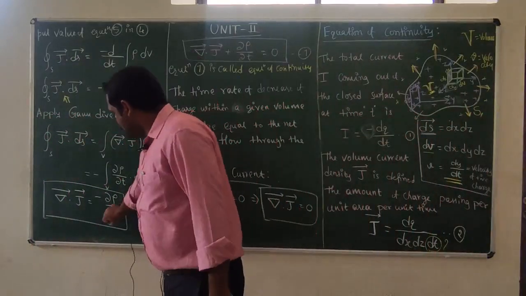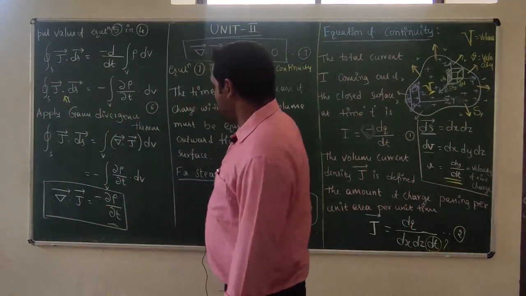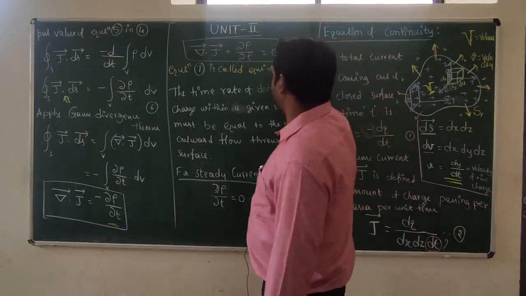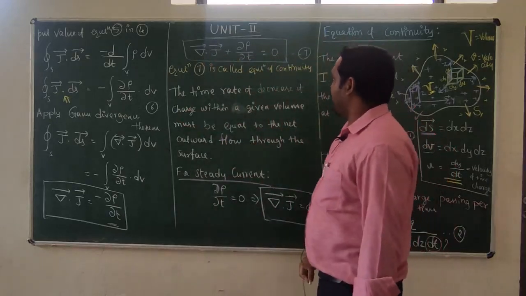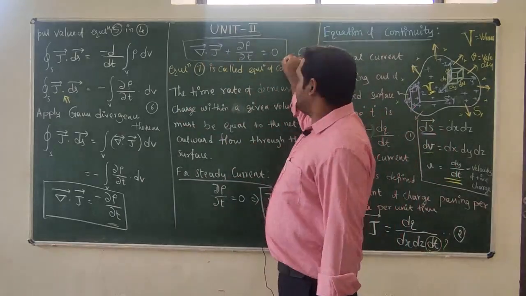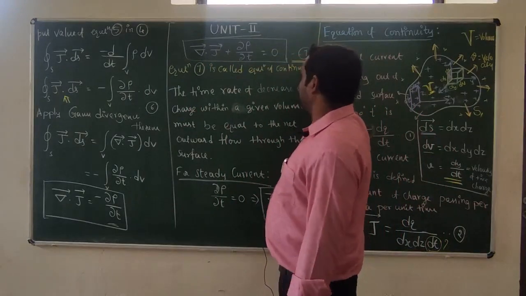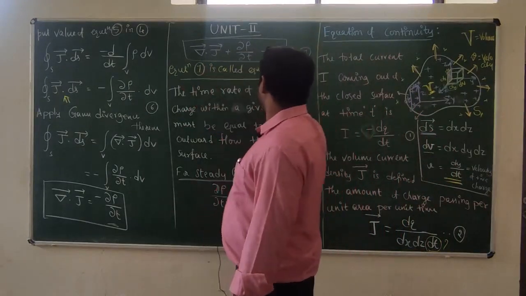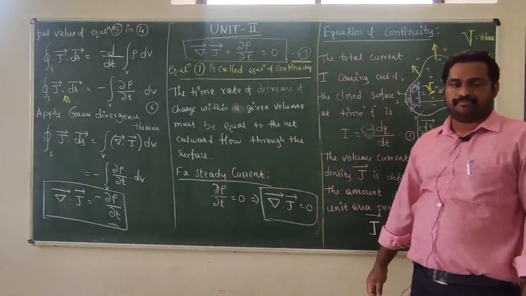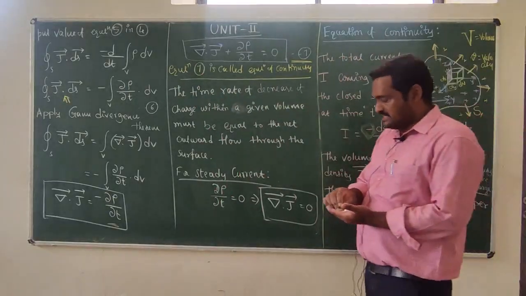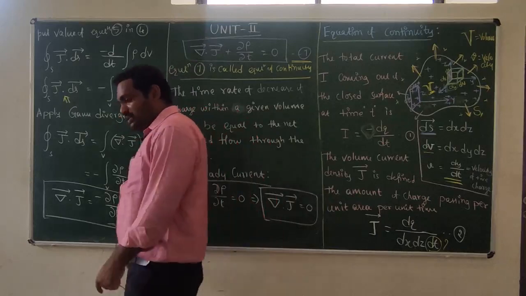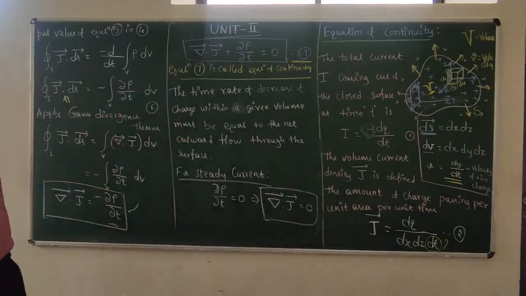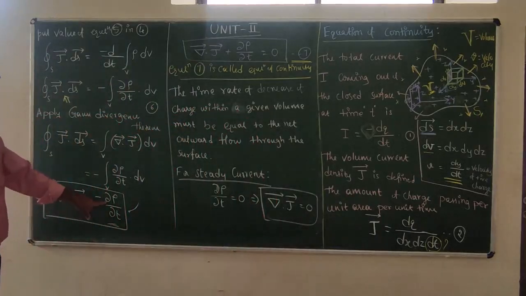Now bring this minus dou rho by dou t to the left hand side, and we get divergence of j plus dou rho by dou t is equal to 0. Take this as equation number 7, and this equation 7 is called the continuity equation. Now using this previous equation, you can define the law of conservation of charge. Here you can see the negative sign.